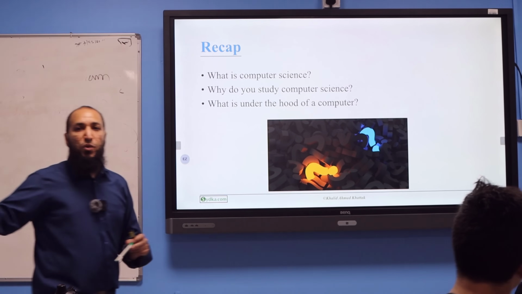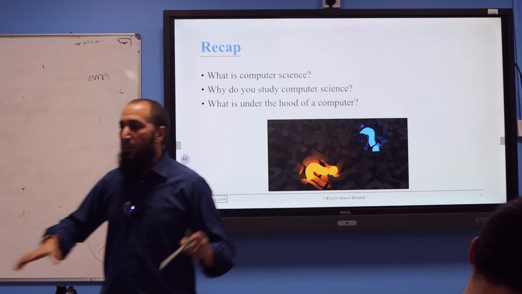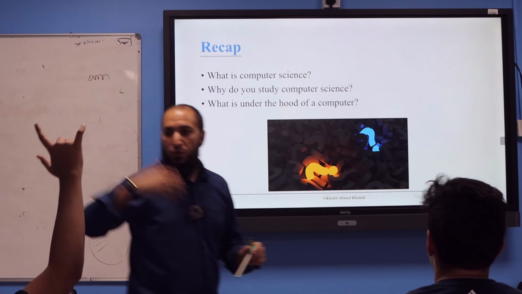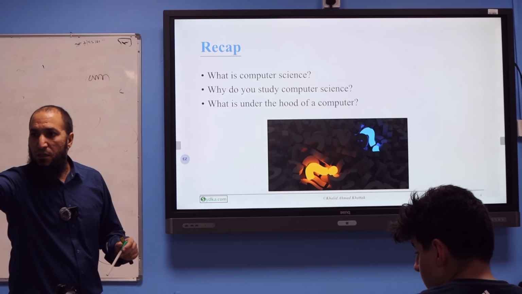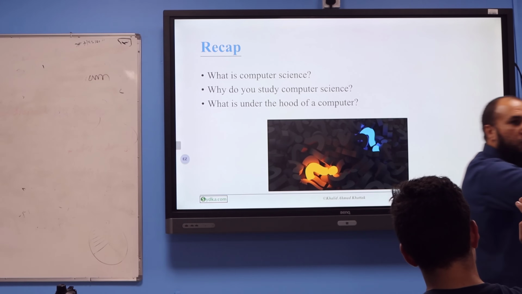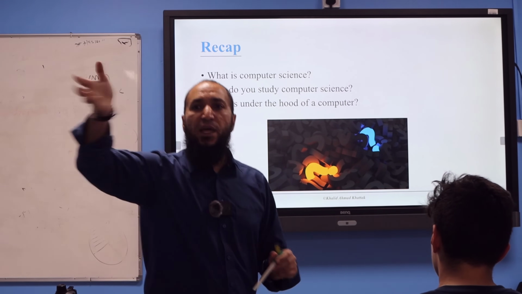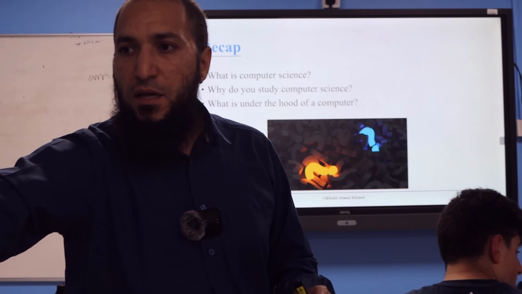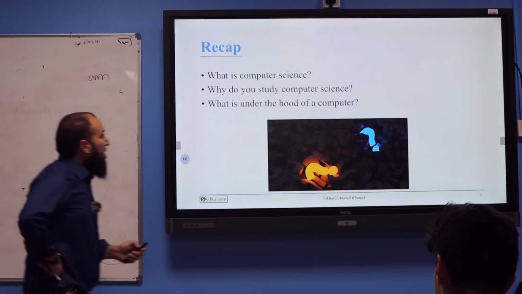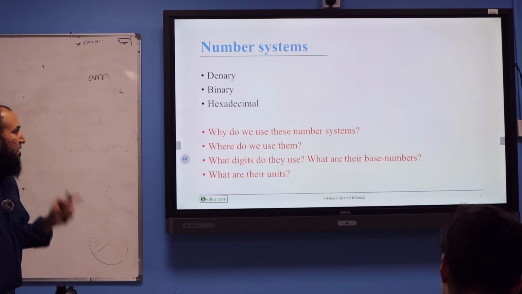So I'm going to go from here. Name just one part of the computer, only one. A few of them I'm going to ask. Hard drive. PSU. Graphics card. Motherboard. RAM. Processor. CPU. GPU. Okay, so now remember, we have the denary system, binary system, and hexadecimal.